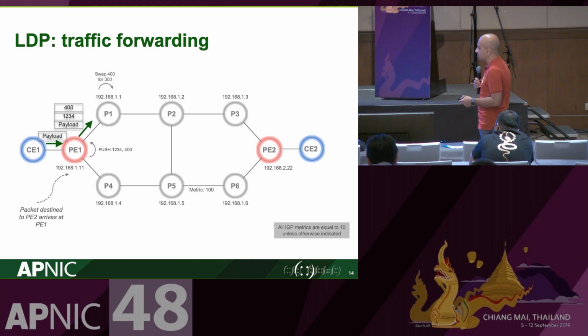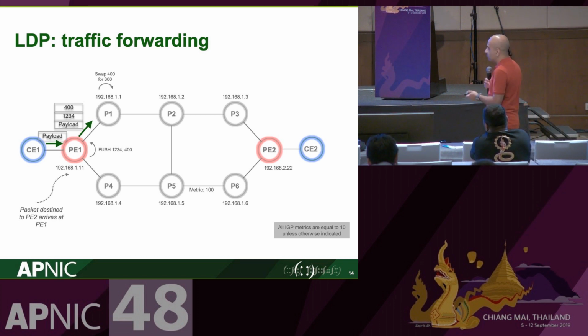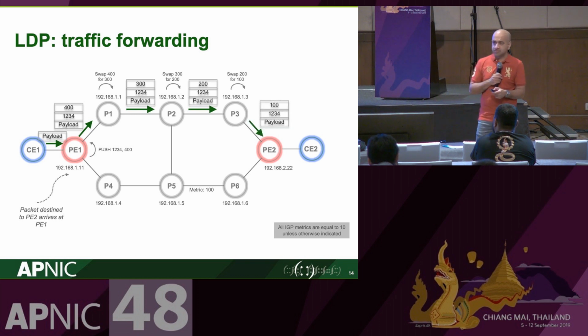The packet gets to P1. P1 needs to send it to P2. That's the shortest path. But the label that P2 is expecting is 300 for the same node, because that's what it told P1: that if you have traffic for 192.168.1.22, use a label of 300. So what P1 does is swap 400 for 300. No change to the VPN label, just the top label. It goes to P2, which does the same. It goes to P3, which does the same. It gets to PE2.